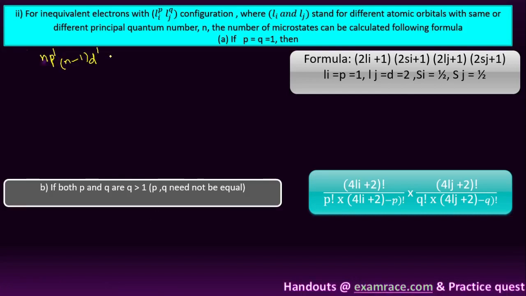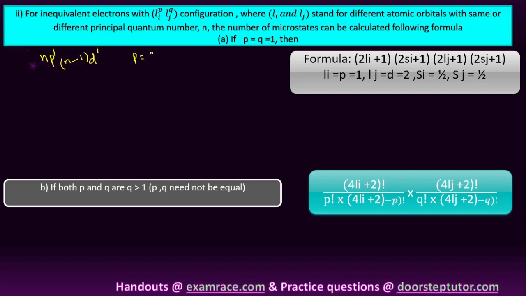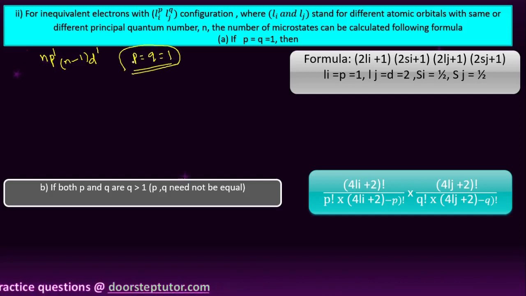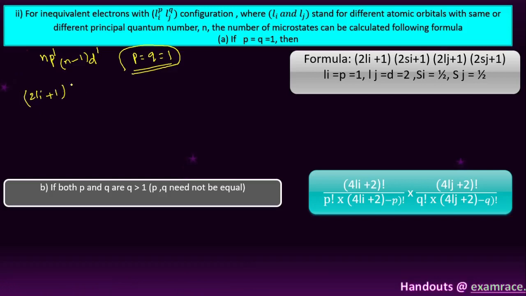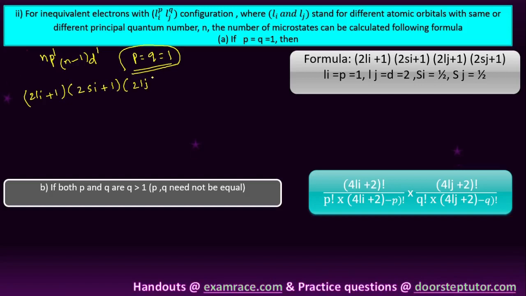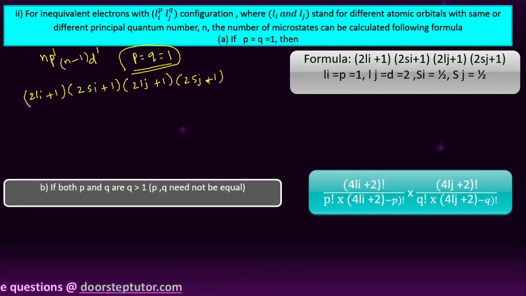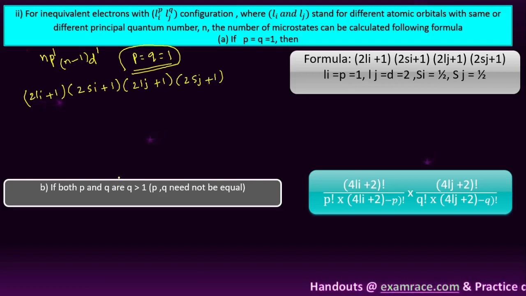Here we have a condition: if the p and q values are always equal to 1, then we can use the formula (2Li plus 1) into (2Si plus 1) into (2Lj plus 1) into (2Sj plus 1). This is the formula you can use when the configurations show only one electron in their configuration. That is very, very important. Clear? Right.